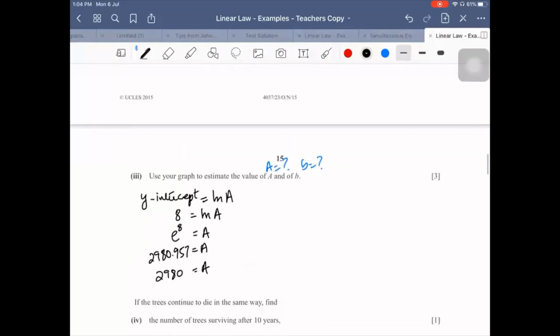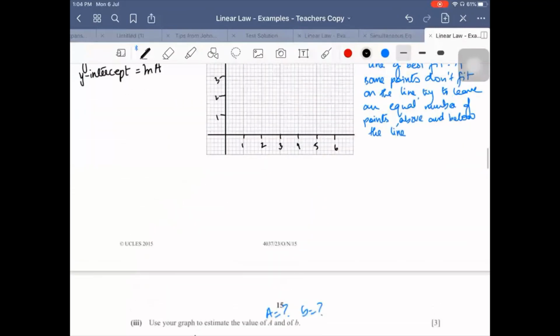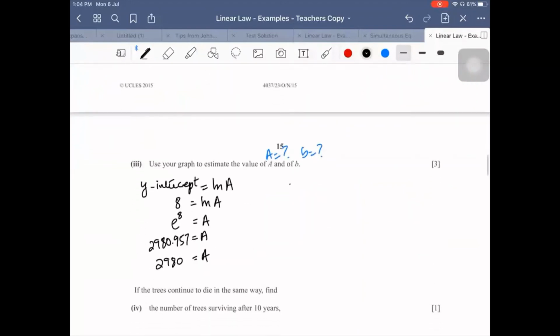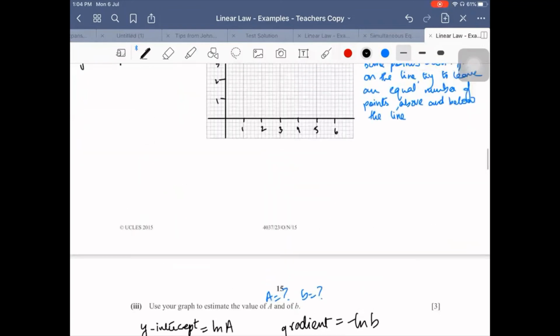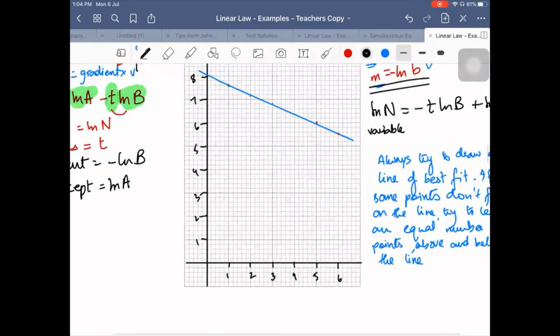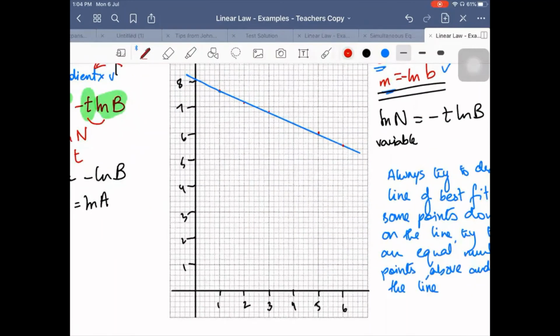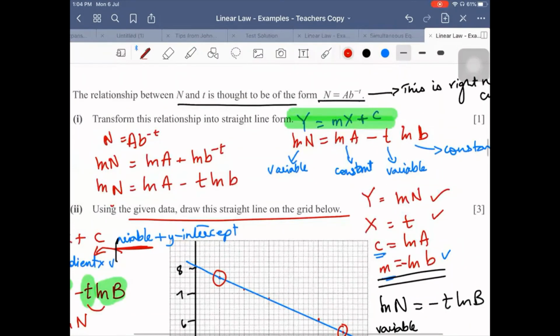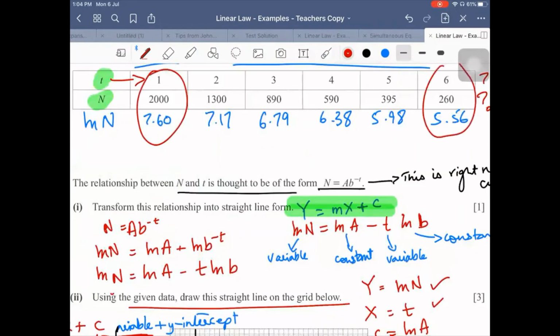ओके फिर B का यूज हुआ था, B gradient में यूज हुआ था. Gradient was minus ln B. ओके अच्छा अब ग्रेडियंट कैसे निकालूंगा? I can pick any 2 points from this graph. जो एग्जिस्टिंग पॉइंट्स आपने ज्वाइन किए उसी को पिक कर लेते हैं. एक ये वाला पॉइंट ले लेता हूँ और एक ये वाला, यानी ये पहला वाला और आखिरी वाला. I take this one and I take this one.